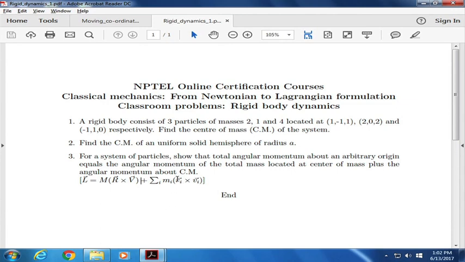So, essentially, sorry, I have made a mistake here. It will be r_i prime. So, it will be r_i prime cross v_i prime. Okay, I will correct it in the final assignment, right. So, in order to prove this, let us look into this.